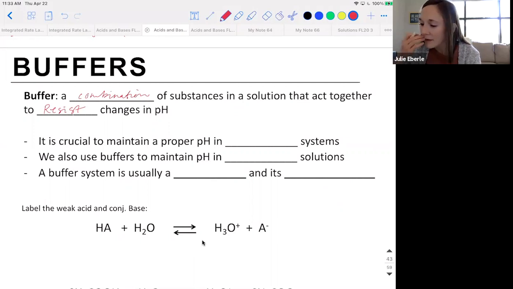Okay, buffers, back to buffers. It's crucial to maintain proper pH in biological systems and in laboratory settings.